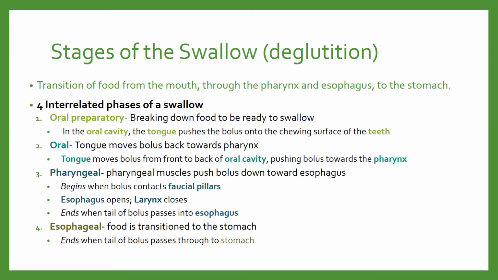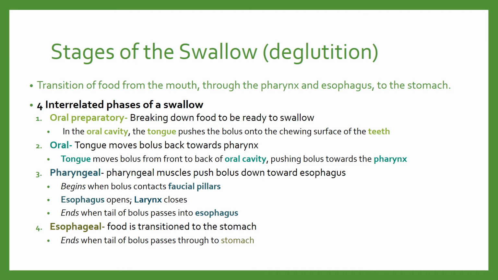Alright, so for the stages of the swallow, we're talking about that transition of the food from the mouth through the pharynx, through the esophagus, and into the stomach. So think about when you're eating a piece of steak, chewing up that food. Chewing up that steak is known as the oral preparatory phase. So you're breaking down that piece of steak and getting it ready to swallow so that the muscles don't have to work so hard to push it down into the stomach.